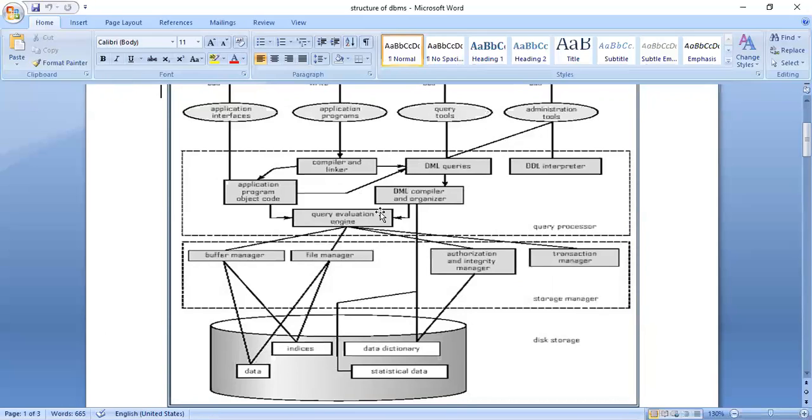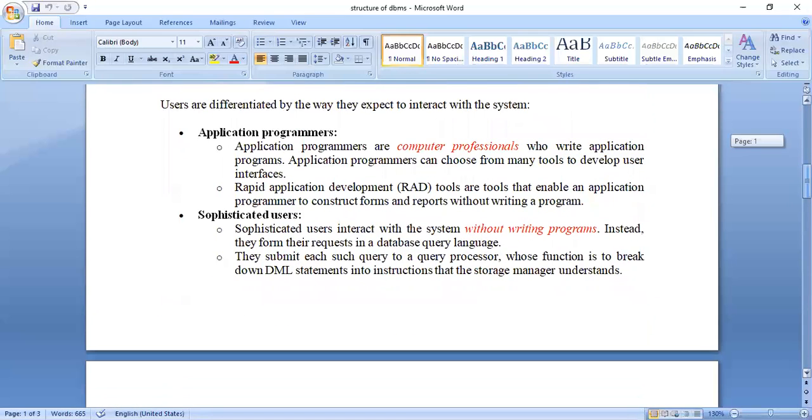The query provided by the query evaluation engine will be stored depending upon its type of data. If it is data, it is stored into the buffer manager, and if it is indices, it is stored into the file manager, and if it is authorization and integrity manager, it is stored into the data dictionary. So depending upon the type of the data, all these storage managers will be providing the data into the database. Is this clear? So this is the structure of the database.